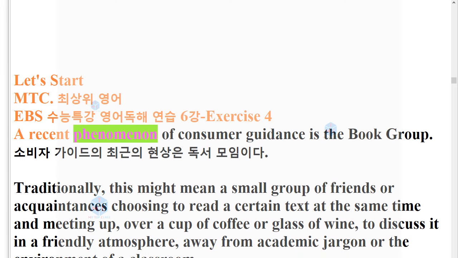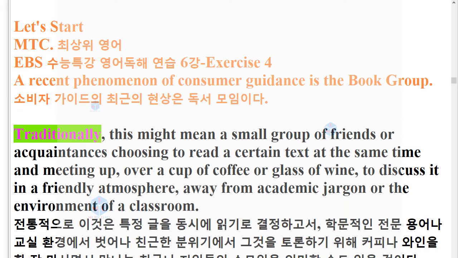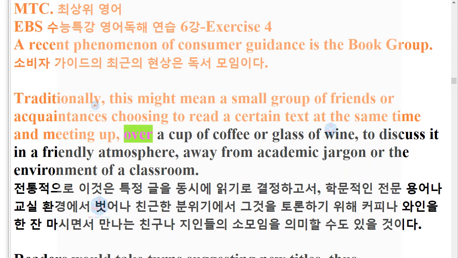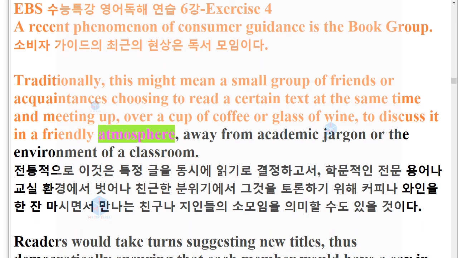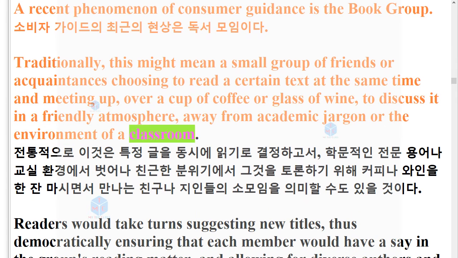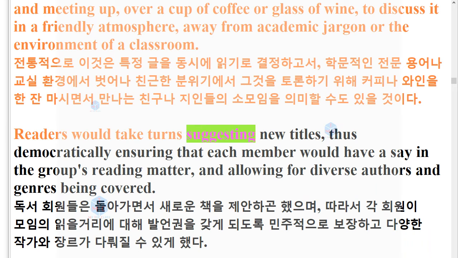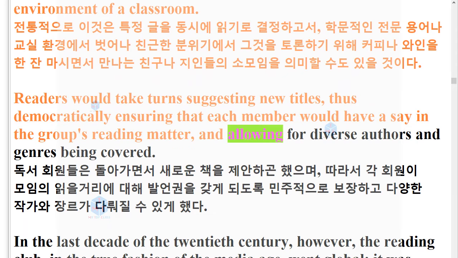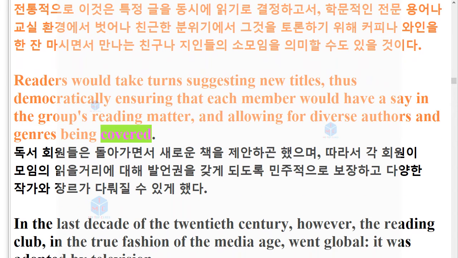A recent phenomenon of consumer guidance is the book group. Traditionally, this might mean a small group of friends or acquaintances choosing to read a certain text at the same time and meeting up, over a cup of coffee or glass of wine, to discuss it in a friendly atmosphere, away from academic jargon or the environment of a classroom. Readers would take turns suggesting new titles, thus democratically ensuring that each member would have a say in the group's reading matter, and allowing for diverse authors and genres being covered.